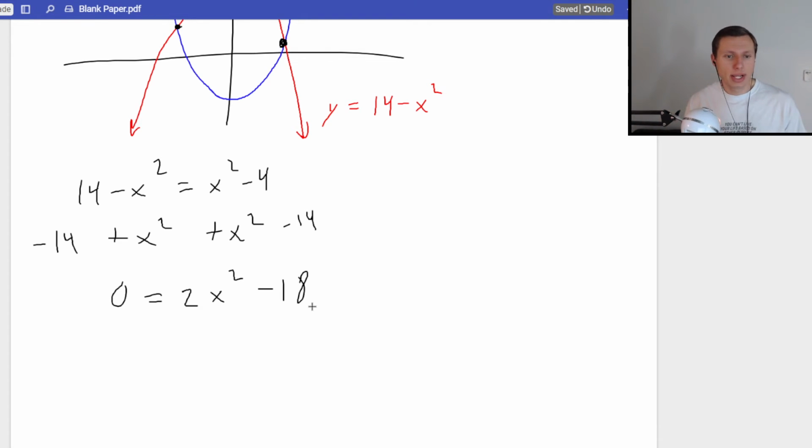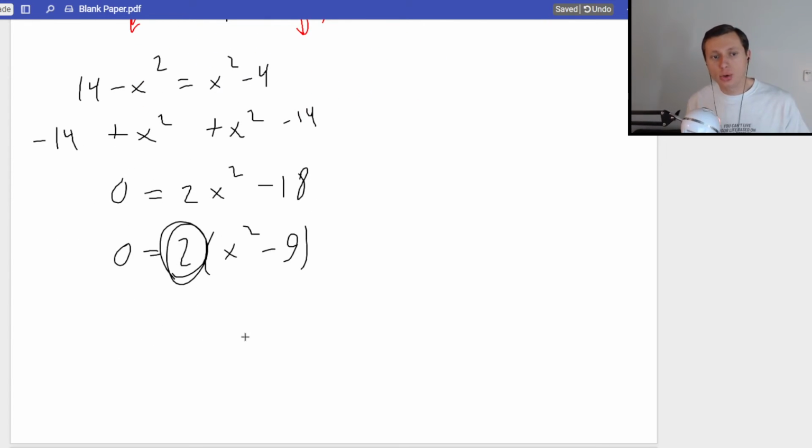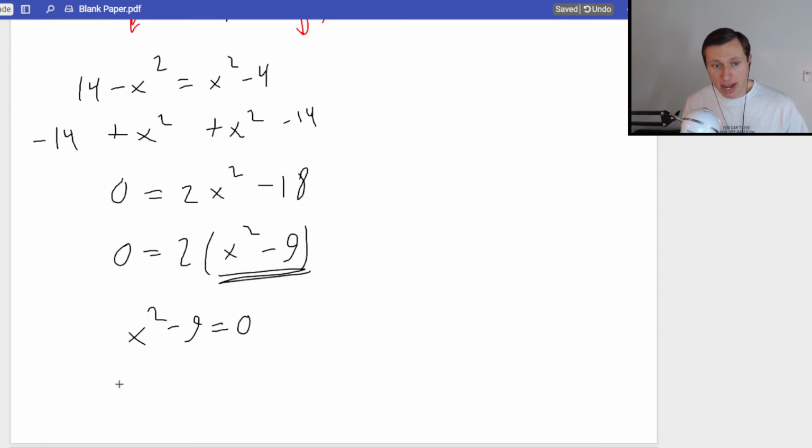Now, if I want to, I can add 18 to both sides, or I can factor out a 2. Let's factor out a 2. 0 equals 2 times quantity x squared minus 9. The 2 doesn't matter. I can legitimately forget about it for the rest of the problem. Why? Because 2 does not have x in it. All I care about is the x squared minus 9 at this point. x squared minus 9 equals 0. This can be factored to x plus 3 times x minus 3 equals 0.